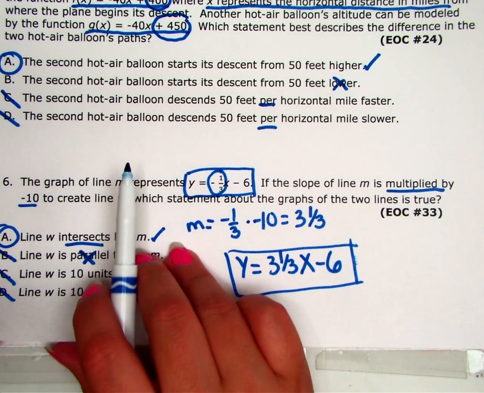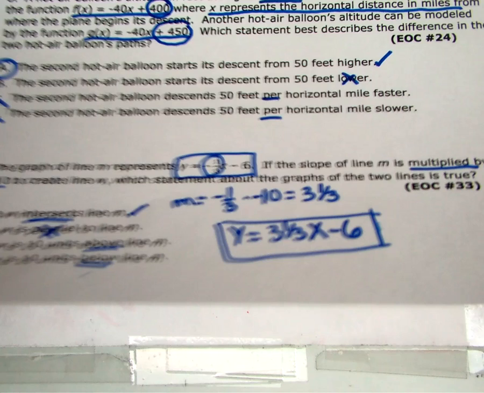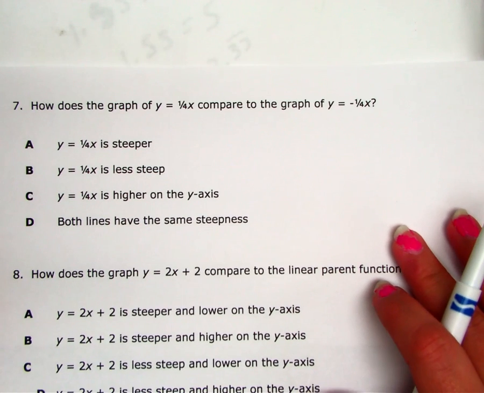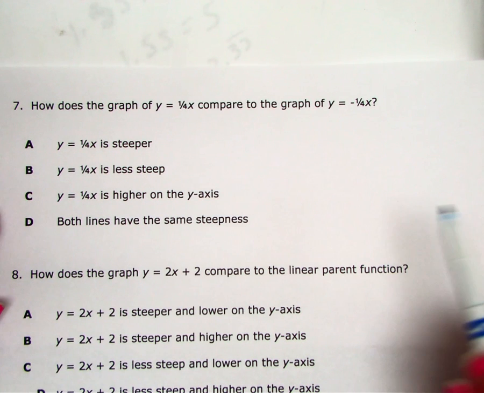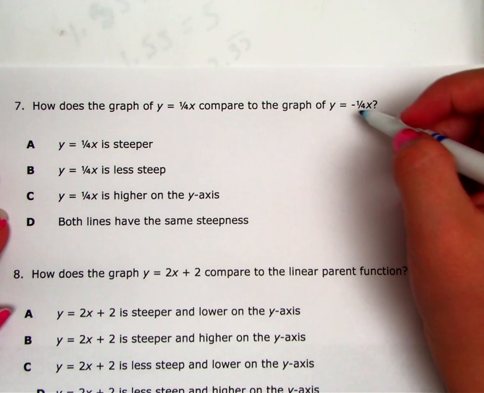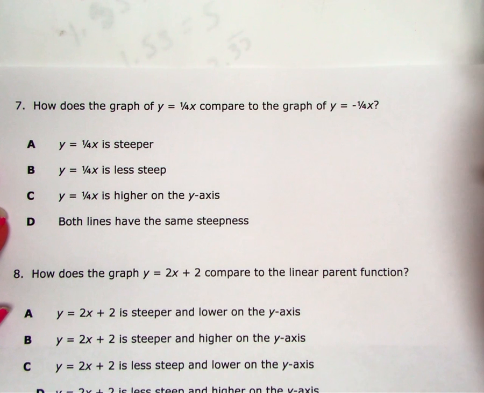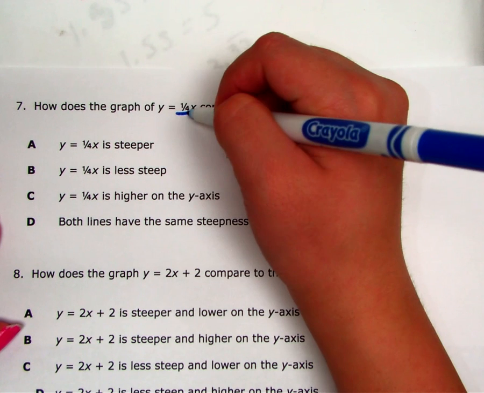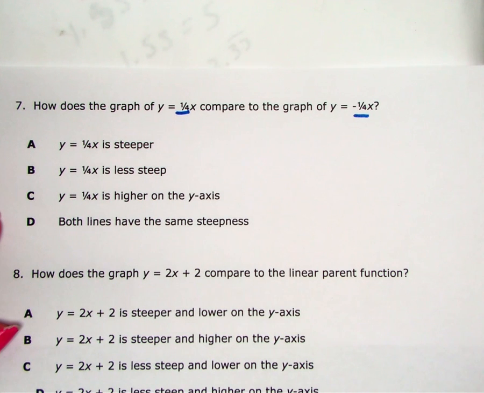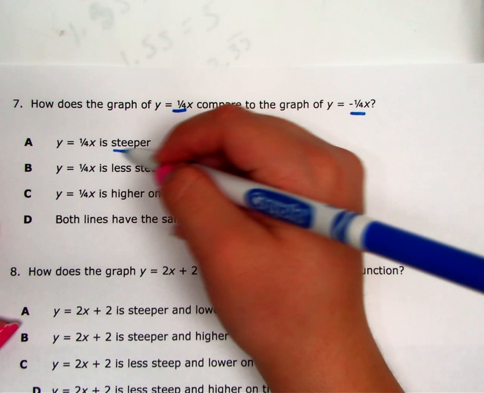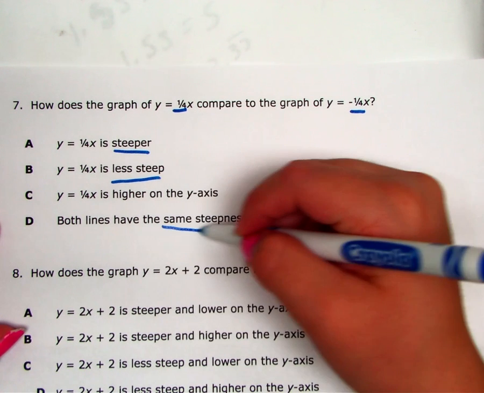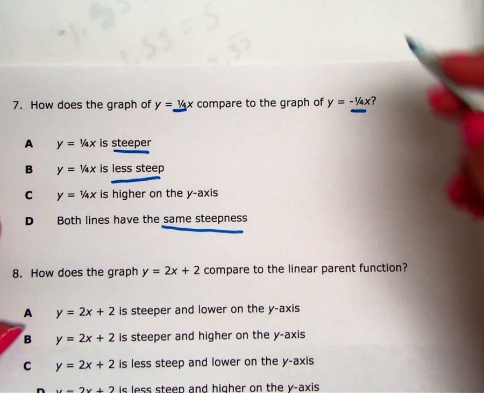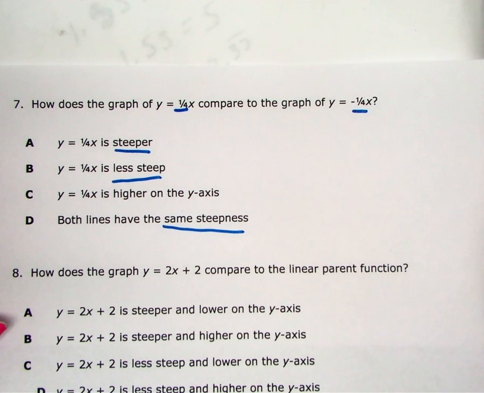Alright, let's look at number 7. Number 7 says, how does the graph of y equals 1/4 x compare to the graph of y equals negative 1/4 x? Well, if we remember, hopefully, that our slopes, when we're comparing steepness, which is what A, B, and D are talking about, we don't care if it's positive or negative. The only thing the positive or negative does is change the direction.